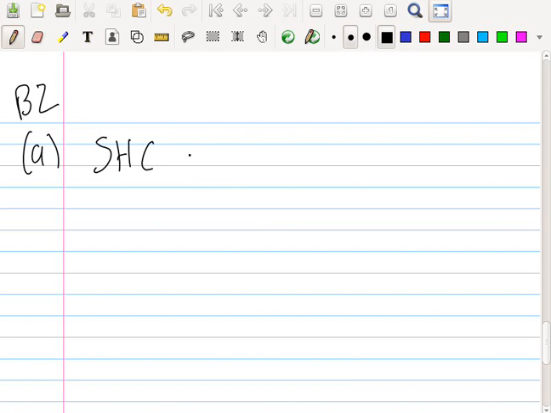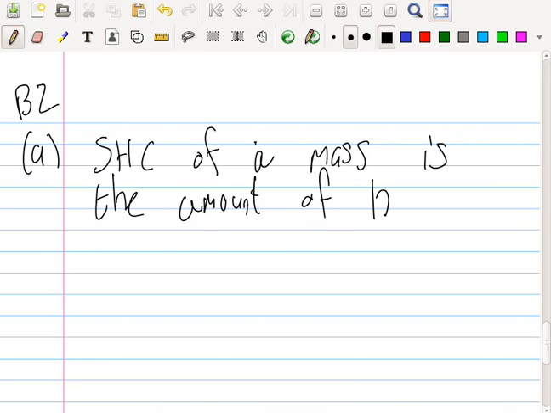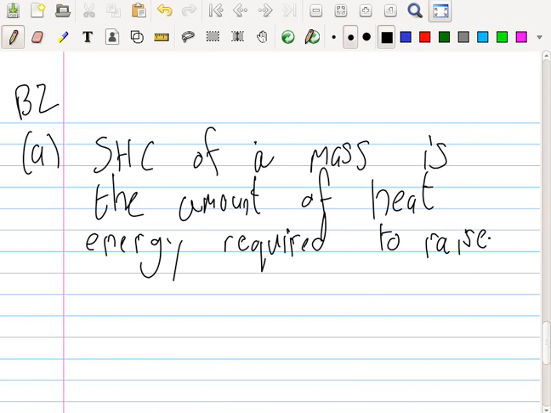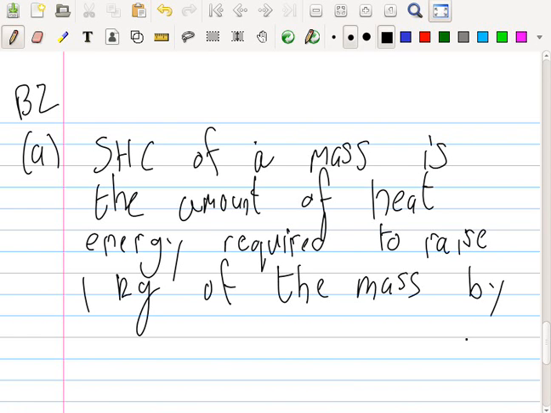Specific heat capacity of a mass is the amount of heat energy required to raise 1 kilogram of the mass by 1 degree Celsius, or Kelvin. Let's go with Kelvin.